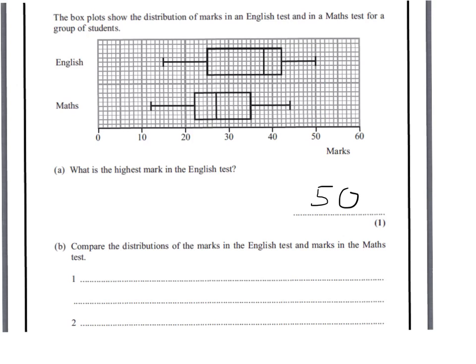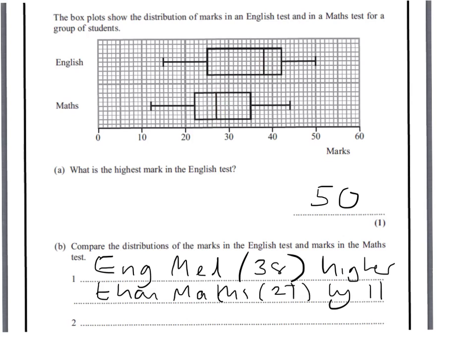Now we're asked to compare the distributions of marks in English test marks and in maths. Now, it's usual to compare the median, which is the line in the centre that I'm highlighting, and that tells us about the average marks. So we can see quite clearly that the average marks in English are higher than in maths. In fact, if we want to read off, we can see the average mark in English is at 38. The average mark in maths is at 27. So we can make a statement including that information. So, English median 38, higher than maths 27 by 11 marks.